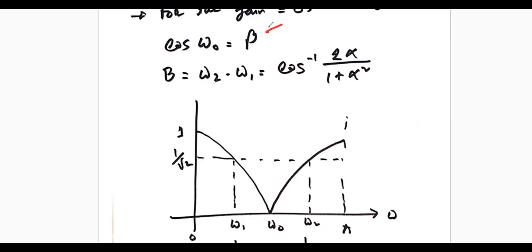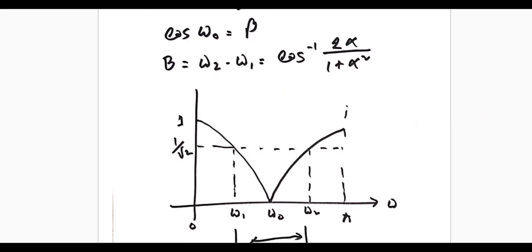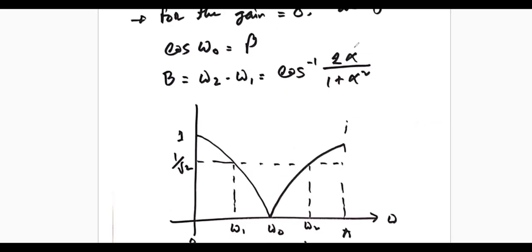Again, beta will control the center frequency or notch frequency, and alpha will control the bandwidth of the filter. So you can control the bandwidth of the filter. We'll see that with some practical example. So try to understand this alpha, which actually gives the essence of the pole locations, where the pole location should be.